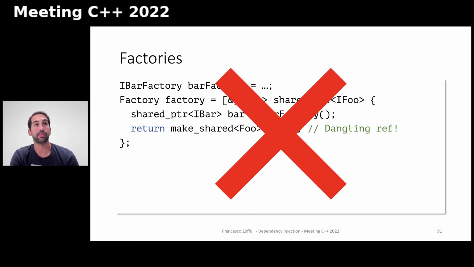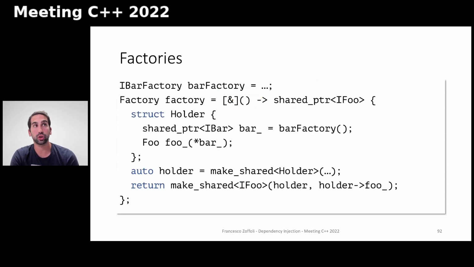But the advantage of the shared pointer is actually that it supports the aliasing constructor. The aliasing constructor allows you to create a struct which holds by value the factory result and Foo. And in Foo, we just pass the reference to it. Then we create a shared pointer which holds the whole holder. And then we create another shared pointer which stores the holder but exposes only the subset of the holder, which is Foo, as IFoo. This is quite complex.